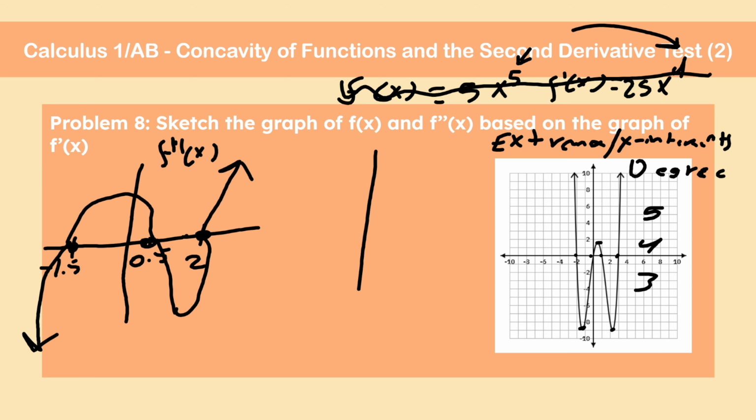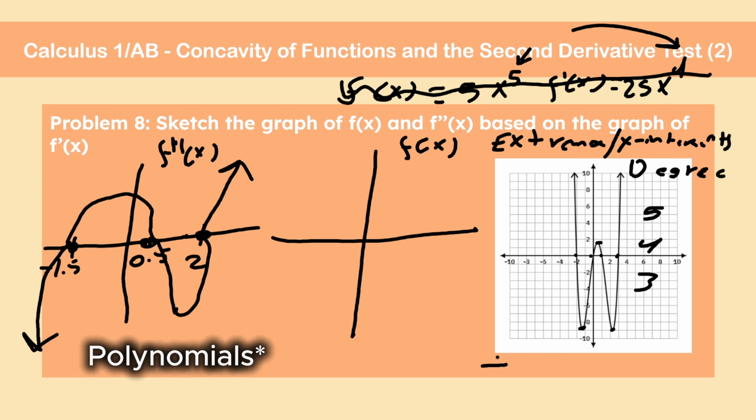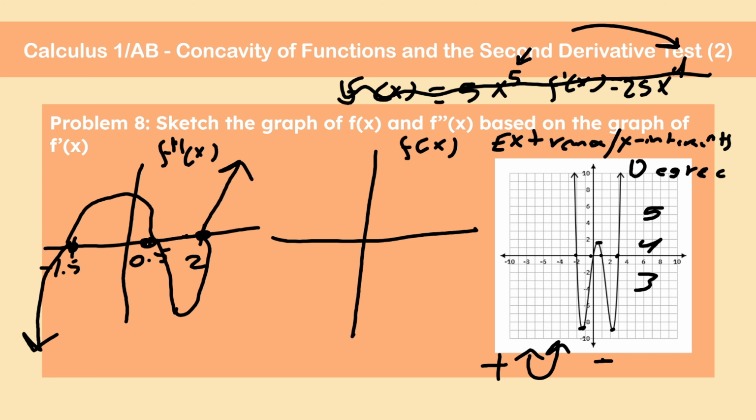So now let's draw f of x. If you know leading coefficient behavior of a function, then you're able to determine the leading function behavior of its derivative and its antiderivative. So if you have an even degree function that is positive, then it would look like this. If you have an odd degree function that's positive, it would look like this. If you have a negative even degree function, then it would look like this. And if you have a negative odd degree function, it would look like this.